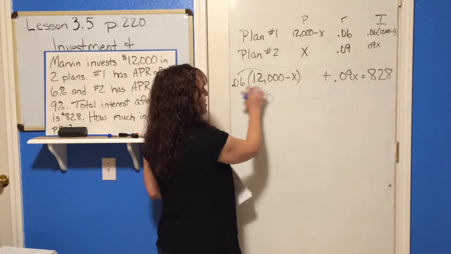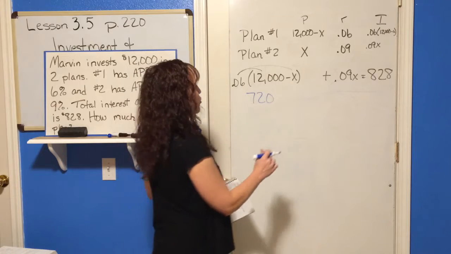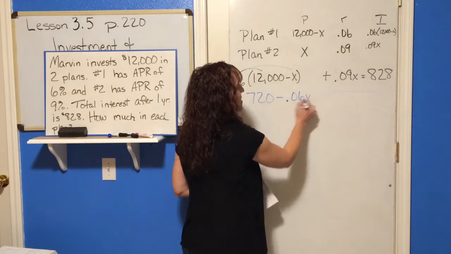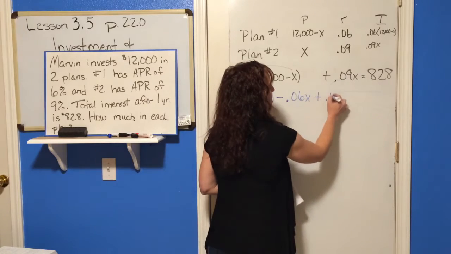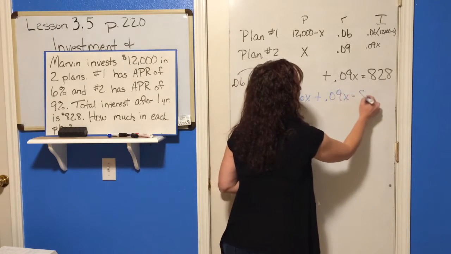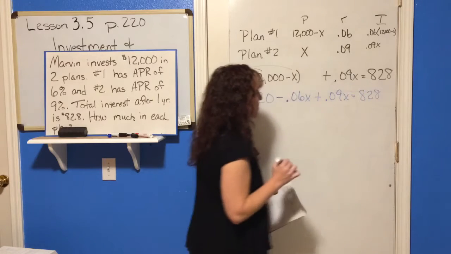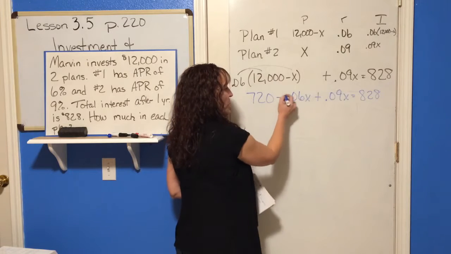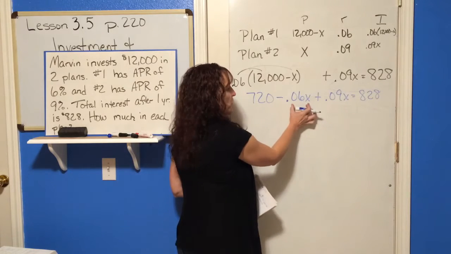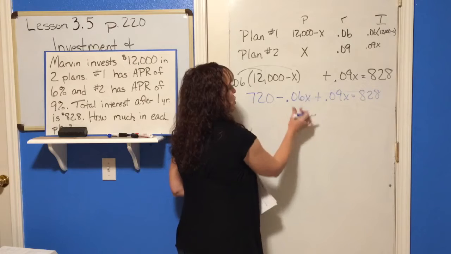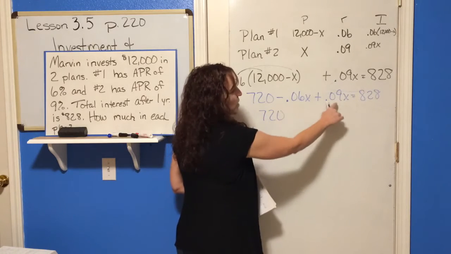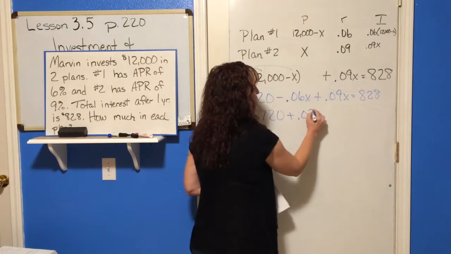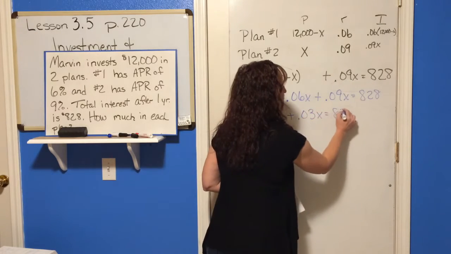Take the 12,000 times 0.06, and you should get 720, minus 0.06x plus 0.09x equals 828. Combine like terms. Be careful, this negative has to go along with this 0.06. This is negative, so we're going to have 720. The 0.09 is larger, so it's going to be positive. 0.03x equals 828.